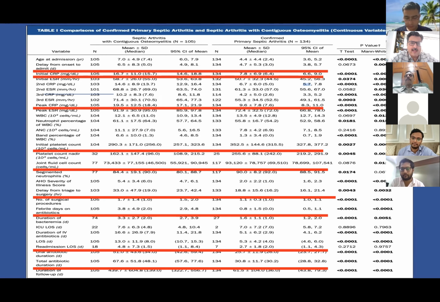Any comments from any other delegate, or we can move to the next paper? Fine. Yeah, Shalin, share your paper now. Share your screen. Thanks, Chinmay, for your nice paper.